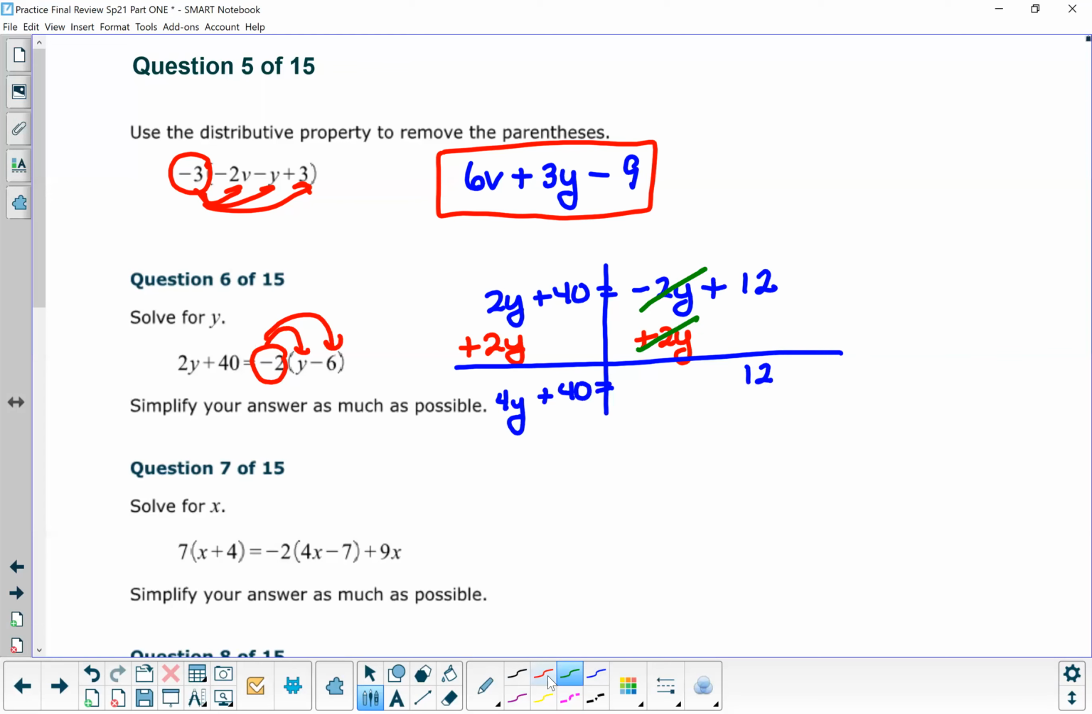Okay, now I'm also going to subtract 40 on each side. So we get 4y. The 40 minus 40 is eliminated, equals 12 minus 40. So that's really, do the 40 minus 12. So that gives us 28. Keep the sign of the bigger number. So that's, keep the sign of 40. So that gives us -28. Divide both sides by 4. Y equals -7.